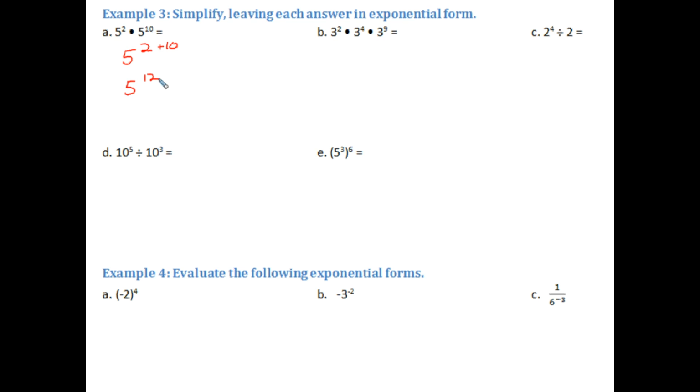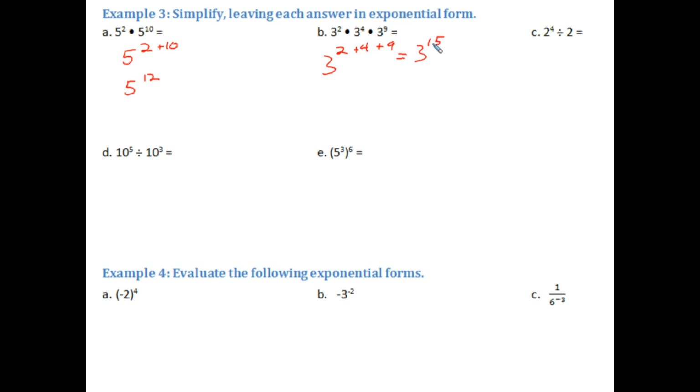Part B is the same idea. It's multiplication. There's 3 things there, so we're just going to add those 3 exponents because they're all the same base. 2 plus 4 plus 9. 2 plus 4 is 6, plus 9 is 15, so we have 3 to the 15th.